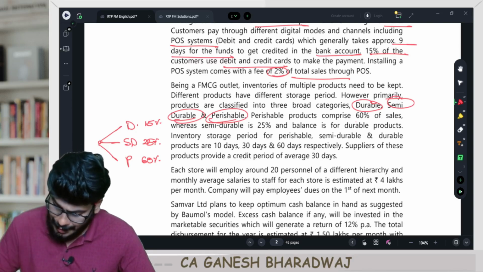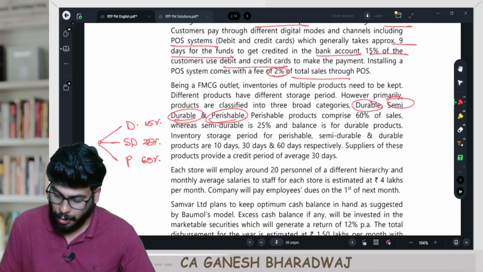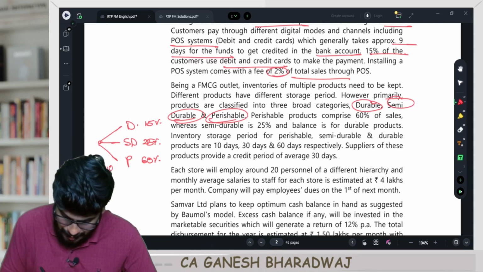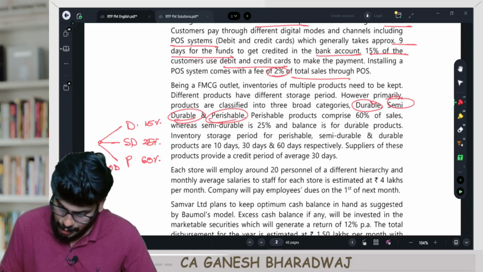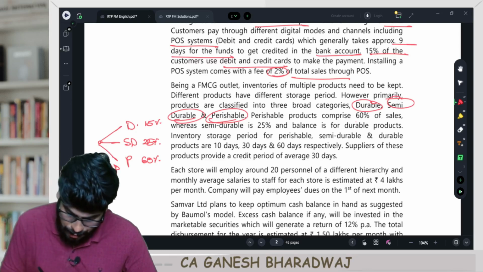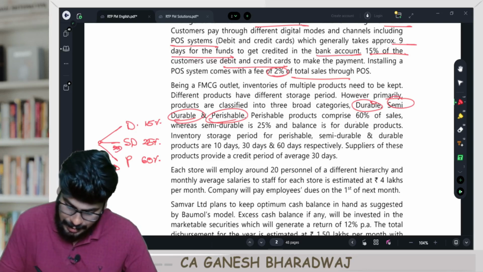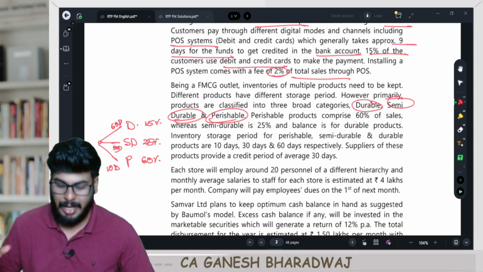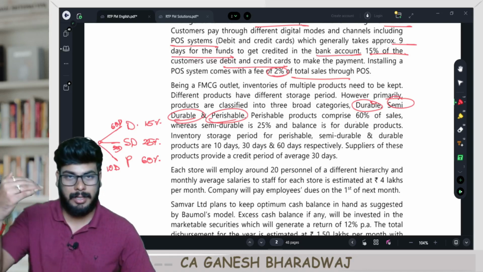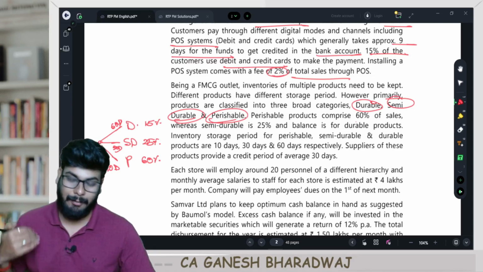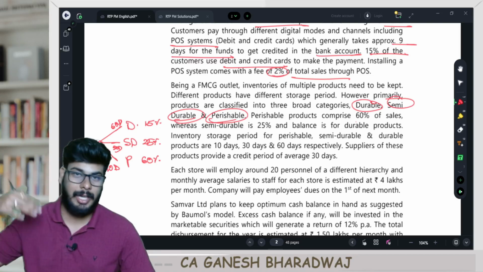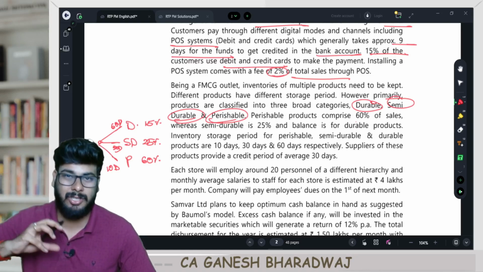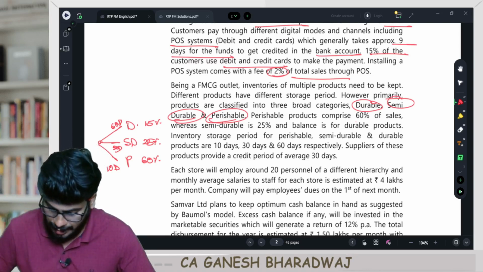And they have also given the inventory storage period for perishable, semi-durable, and durable products. So perishable is going to be 10 days, right? Semi-durable is going to be 30 days, and then 60 days for durable products. Are you clear with this? This is what they have given here. Perfect. So they have given the composition of each of the categories of inventories, and they've also given the inventory holding period. This will be helpful for us to calculate the working capital amount, the stock values of each of these 3 different types of inventories.